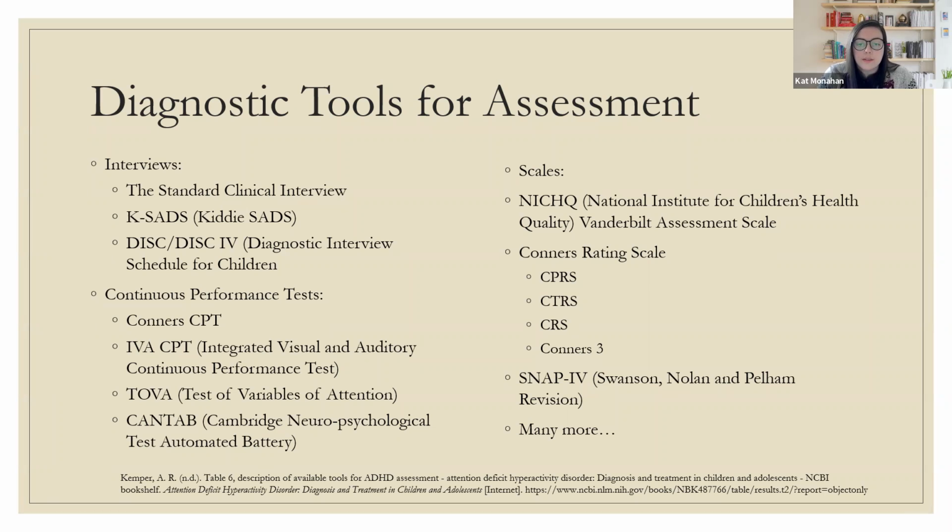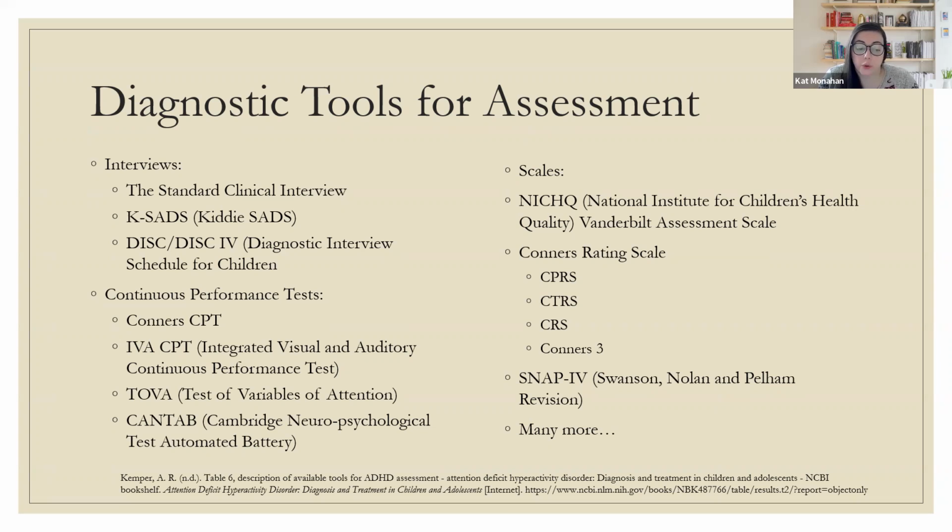So, rating scales. I found so many of these, and so I'm only going to go over a couple of them. The NICHQ, or the National Institute for Children's Health Quality Vanderbilt Assessment Scale, assesses for ADHD as predominantly inattentive, hyperactive-impulsive, or combined type. It also tests for differential diagnoses like oppositional defiant disorder, conduct disorder, anxiety, and depression.